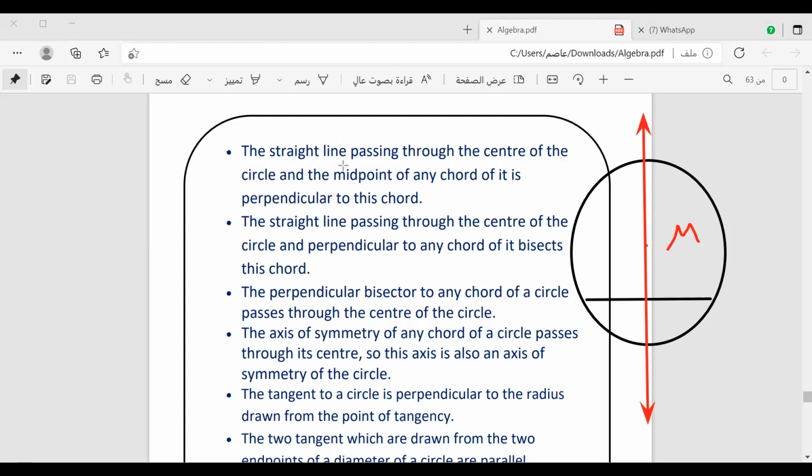What do they say? If the straight line is passing through the center and the midpoint of any chord. Here, for example, AB is the chord, and the straight line that passes through the center also passes through the midpoint of the chord. So if E is the midpoint of AB and the straight line passes through the center and the midpoint of the chord, it is perpendicular to this chord. Perpendicular means the angle here is 90.